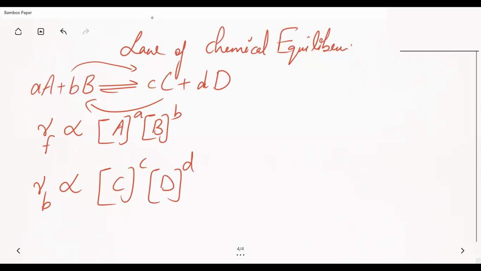According to this, we have a proportionality sign. How will you remove it? Yes, we can put a constant here. So you will get the rate of forward reaction equal to a constant, I'm going to put Kf, and the rate of backward reaction equal to Kb. At equilibrium, what will happen? The rate of forward reaction is equal to the rate of backward reaction.